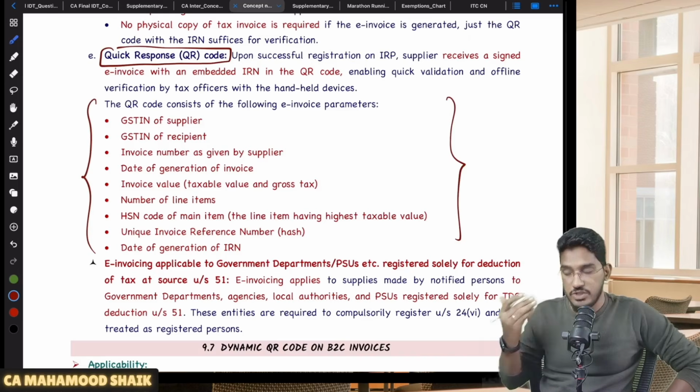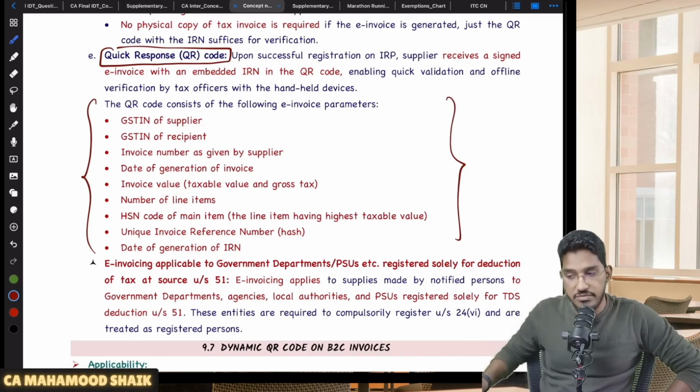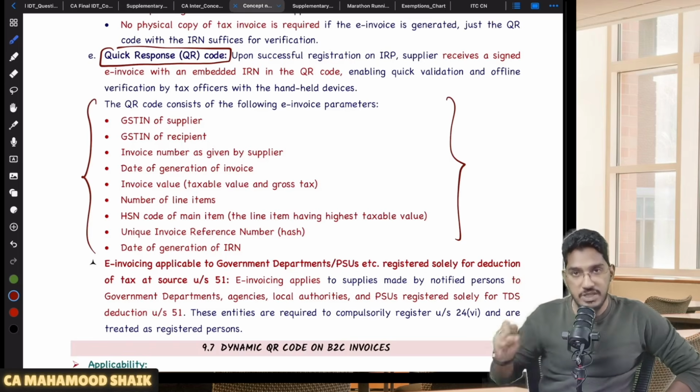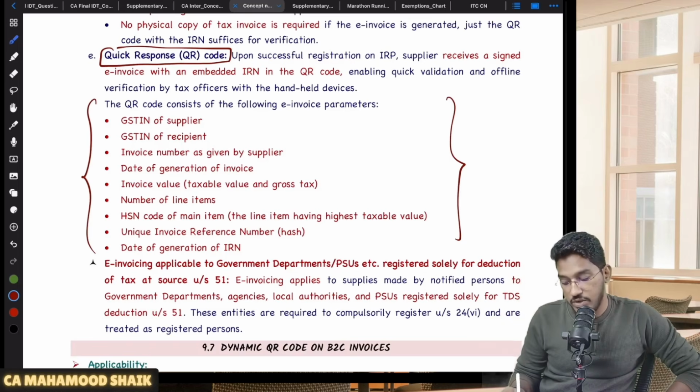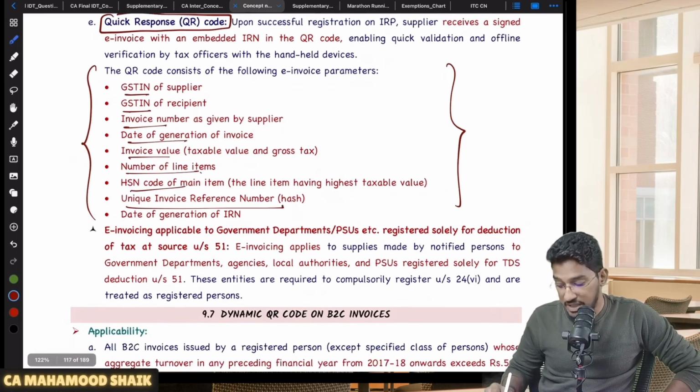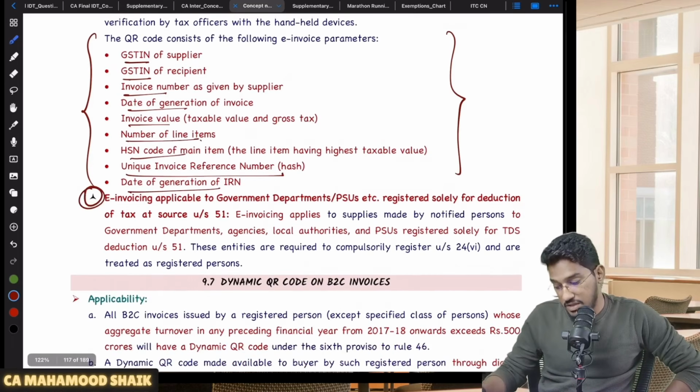I told you, once you generate the invoice from your accounting software, you go to the e-invoice portal, upload, fill INV01. Thereafter, the e-invoice will be generated with a QR code. In that QR code, it will capture the GSTN of the supplier, GSTN of the recipient, invoice number, date of generation, invoice value, number of line items, HSN code, unique invoice reference number, and also the date of generation of that invoice reference number.